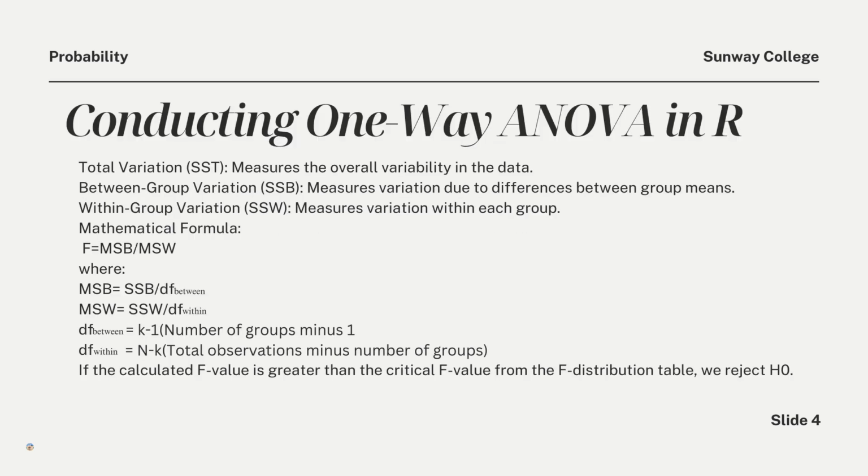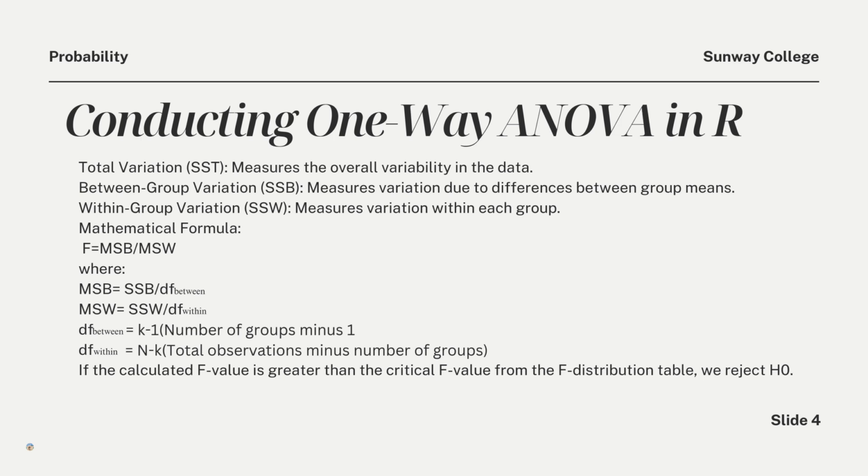Conducting One-Way ANOVA in R. Now let's talk about the ANOVA formula. Let's take a look at the math behind ANOVA. The F statistic is the key value used to test the hypothesis. It's calculated by dividing the between group variation, indicated by SSB, by the within group variation, indicated by SSW. Mathematically, it looks like this.